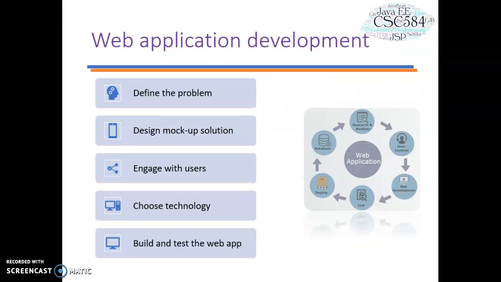So what is web application development? Basically, it is the process involved with building a web application. It is more focused on interacting with the web browser than standard engineering processes. So most cases of web application development will involve defining the problem, mocking up the solution, engaging with users, adopting a framework or technology, and finally building and testing the web application. In most cases, iteratively with the users.